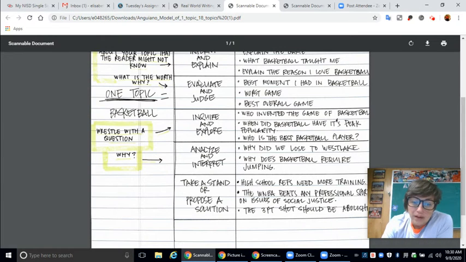For evaluate and judge, what is the worth? Is it good or bad? So this is the best moment I had in basketball, the worst game, and then my best overall game. These can all be 3 separate essays.